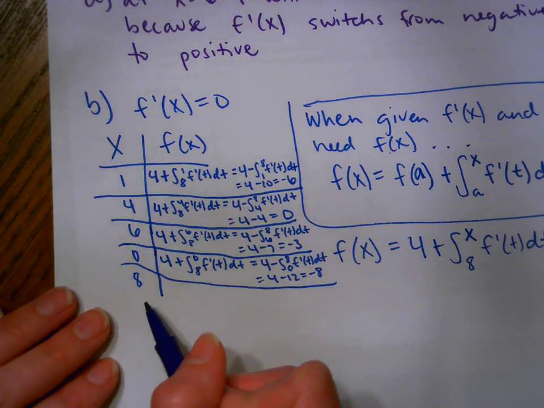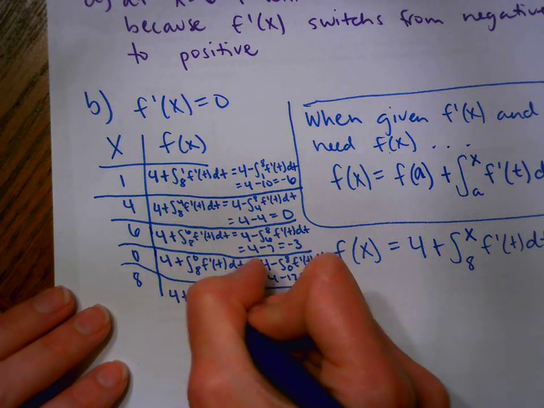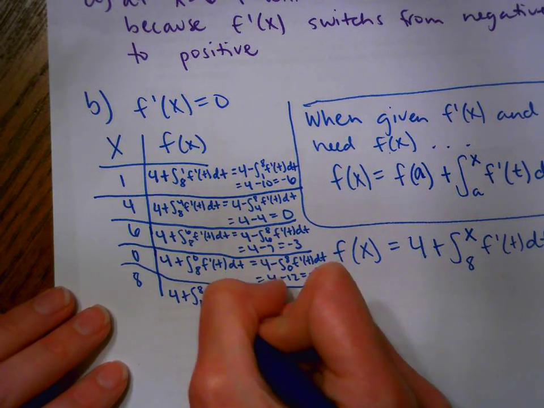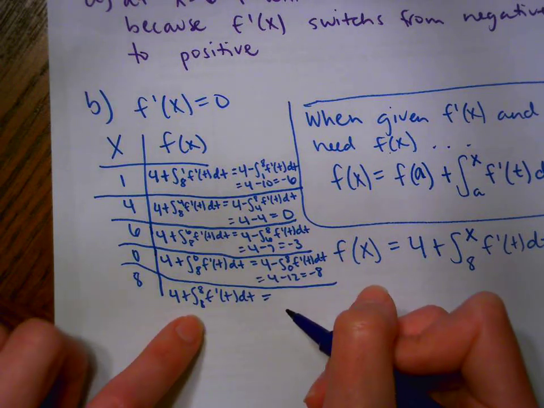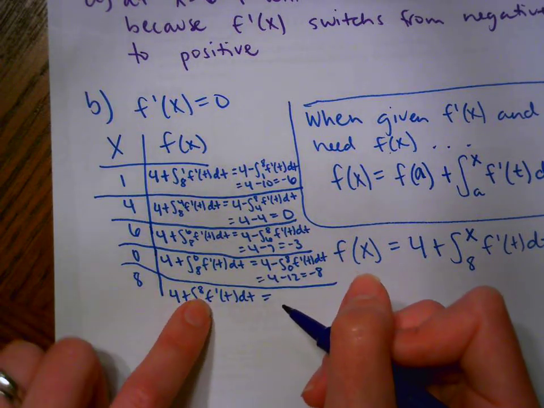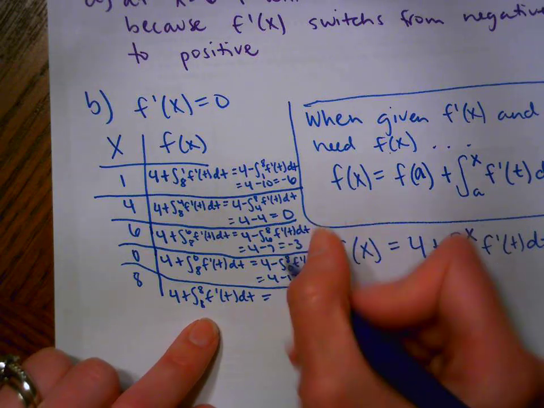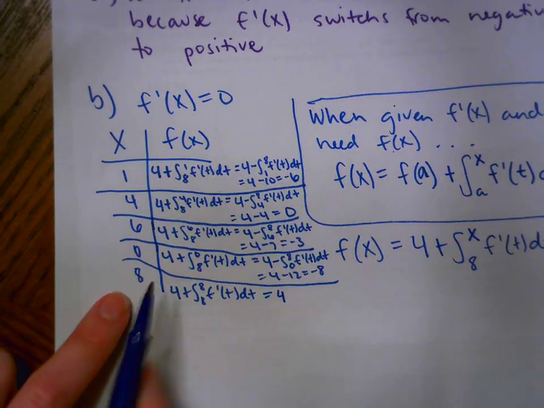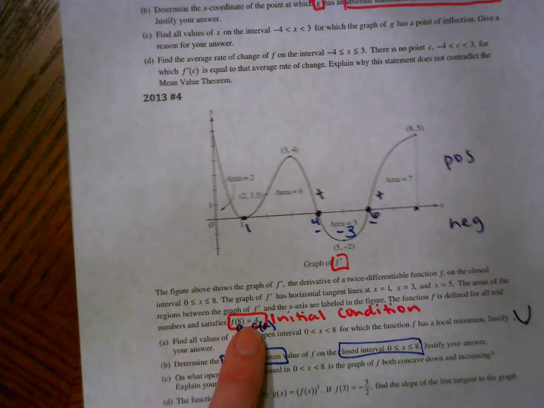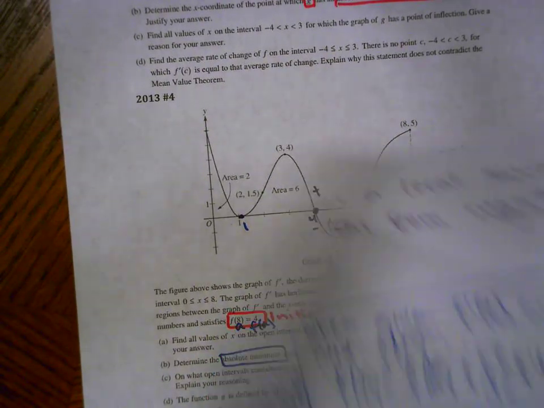And lastly, we're doing 8. So 4 plus the integral from 8 to 8. Well, we know if the boundaries are the same, if a equals b, that integral is 0. So that would just be 4. Which you already knew, right? Didn't we know f of a equals 4? That's our initial condition.